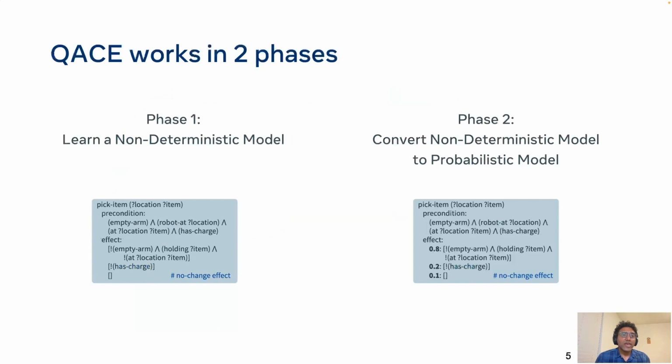Now the algorithm for CASE works in two phases. In the first phase, it learns a non-deterministic model, meaning it learns all the possible effects but not the probabilities. And in the second phase, from this non-deterministic model, it generates a probabilistic model, meaning it learns the correct probabilities for each of the set of effects.